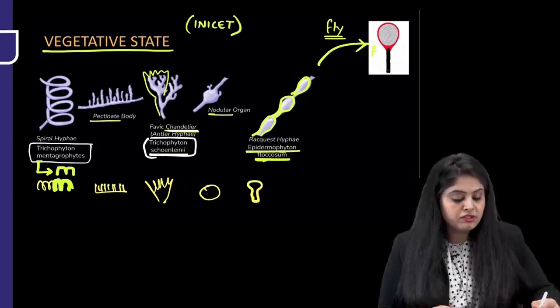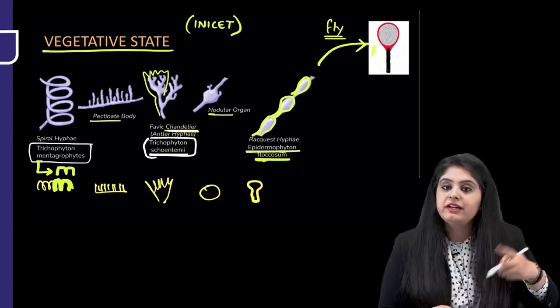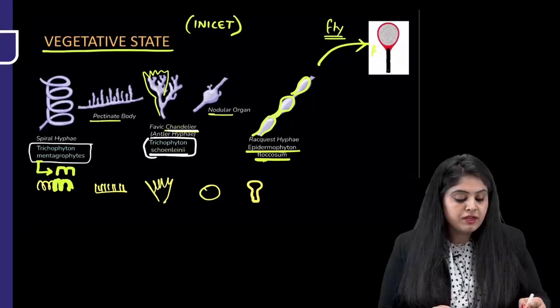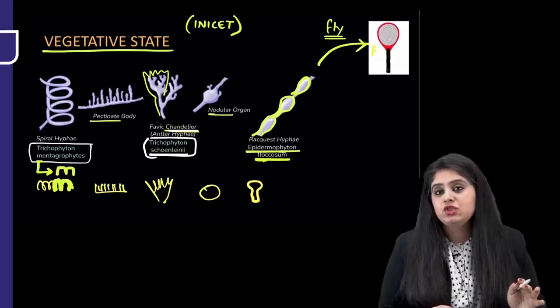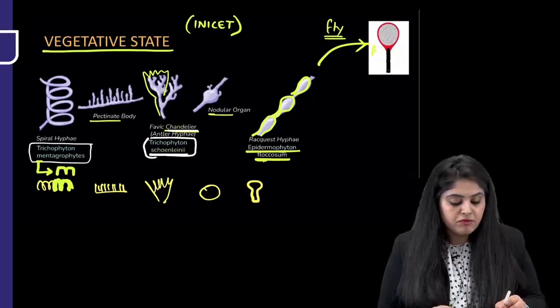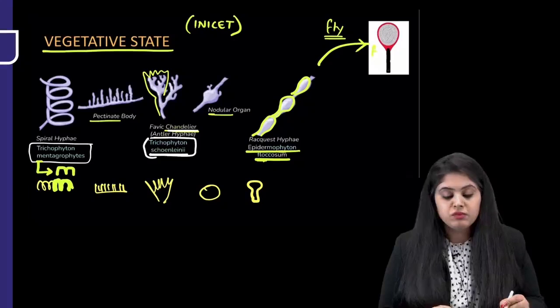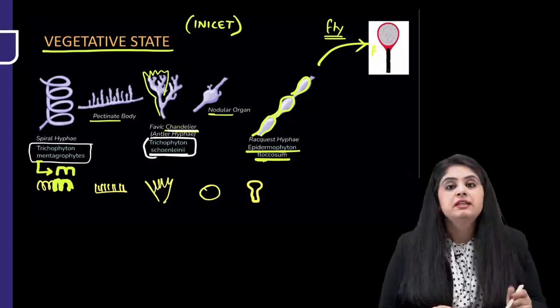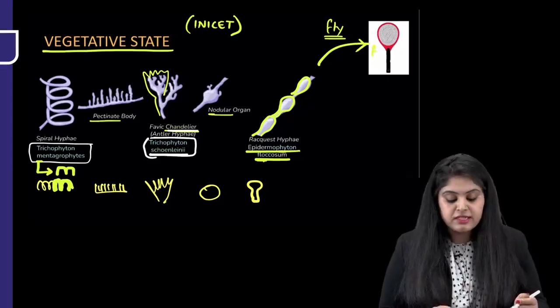These are the three main ones. Repeating: Trichophyton mentagrophytes, M like a spiral. Trichophyton schoenleinii, so Schoenleinii like chandelier. And Epidermophyton floccosum, all the F sounds coming. So this is going to look like the fly racket. Okay, all said and done.